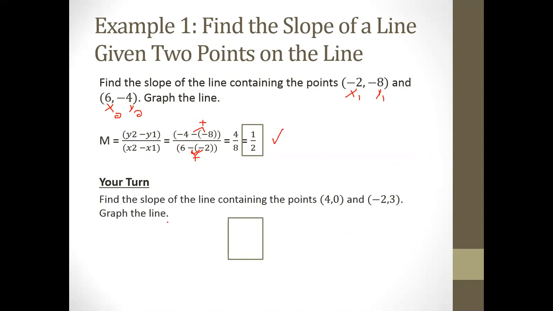Now here's an example I want you to try. If you have these 2 points, 4, 0, and -2, 3, find the slope using the formula y2 minus y1 divided by x sub 2 minus x sub 1.